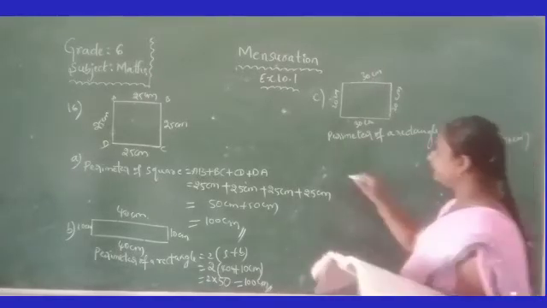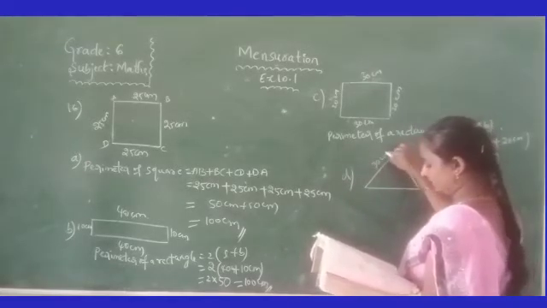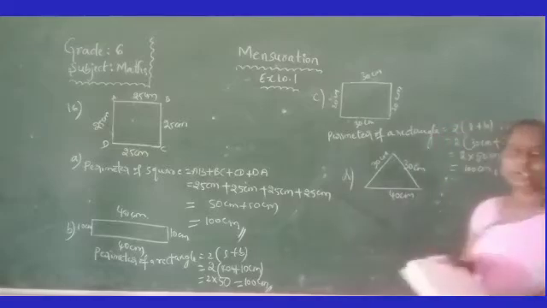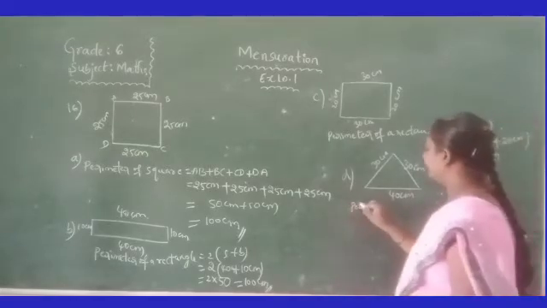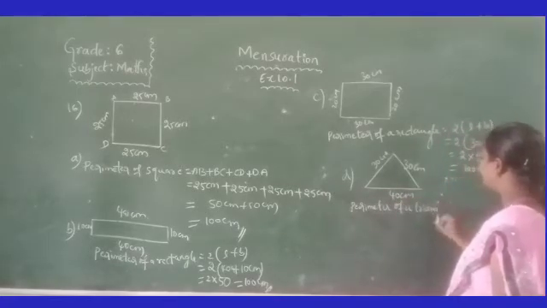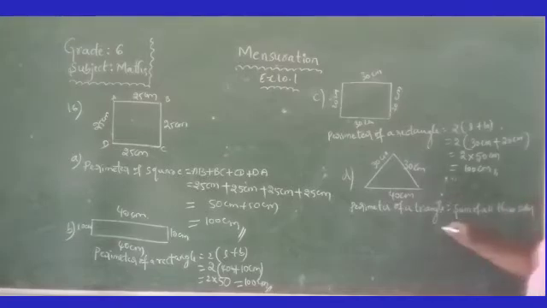And finally, see figure D, the triangle. The triangle has three sides: one side 30, one more side 30, and the third side is 40 centimeters. So here also we have to find the perimeter. Perimeter of a triangle is equal to the sum of all three sides. So three sides are 30 centimeters, 30 centimeters, 40 centimeters, right? 30 plus 30, 60.